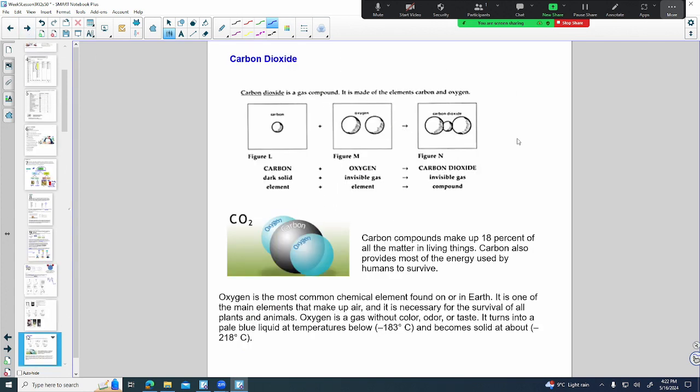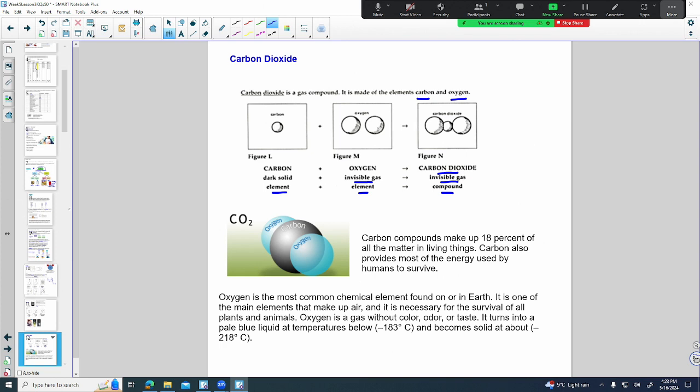Next up is carbon dioxide. If you look at carbon dioxide, it is a gas compound and is made of the elements carbon and oxygen. Carbon is a dark solid element. Oxygen is an invisible gas element. You put one part carbon, 2 parts oxygen, you get carbon dioxide, which is an invisible gas compound.